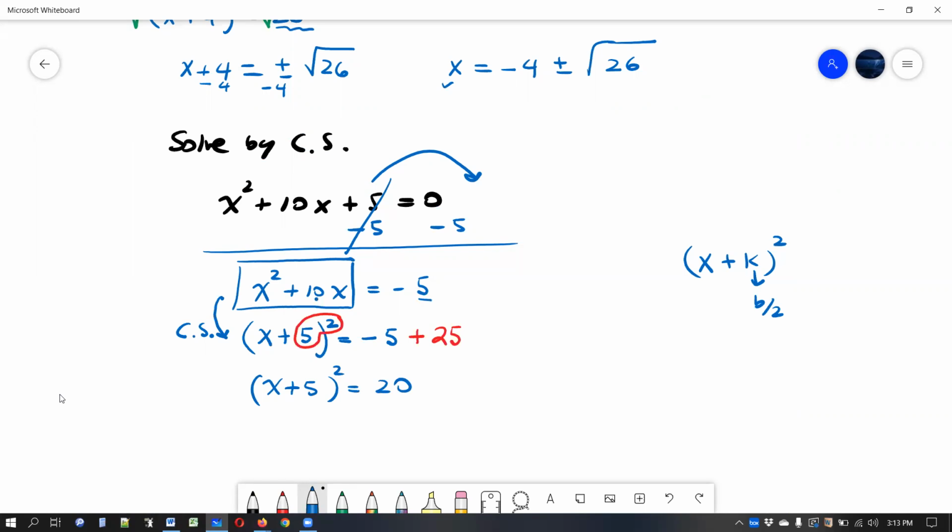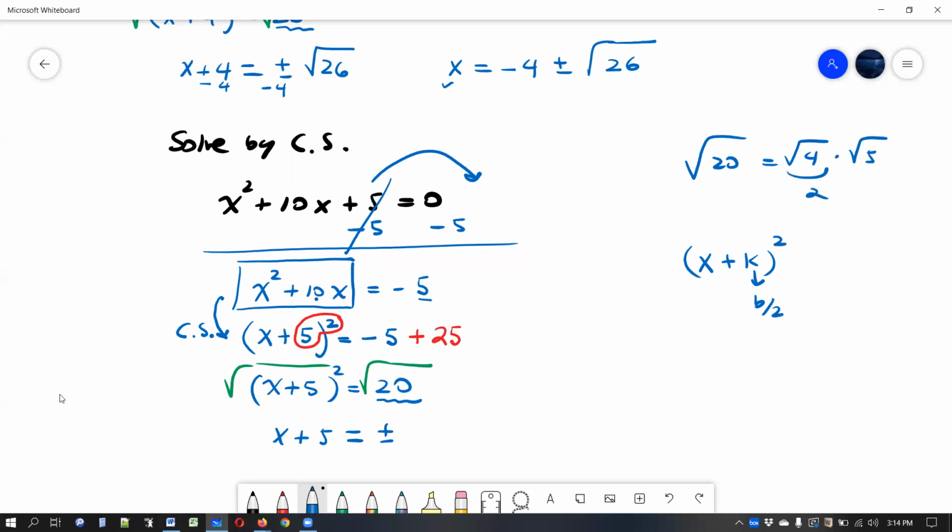At this point, I am ready to apply the square root property. The root property is just taking the square root of both sides. x plus 5 equals plus or minus, and I need to simplify this, which we already know. I am going to write it as radical 4 times radical 5, and this is 2. Okay, 4 times 5 is 20. Square root of 4 is 2, radical 5. So that goes over here. We already saw this example before.